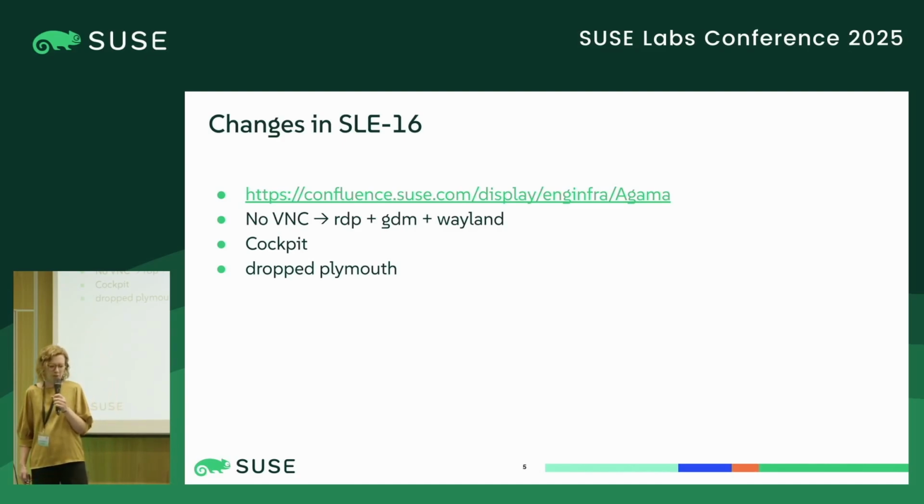Another big change will be there is no VNC, so it took a lot of effort to fix RDP, GDM, and Wayland. This combination does work on S390, and to my surprise, people are preferring it to SSH or other ways of connection. So yeah, this should work now. Our colleagues provided a lot of fixes there.